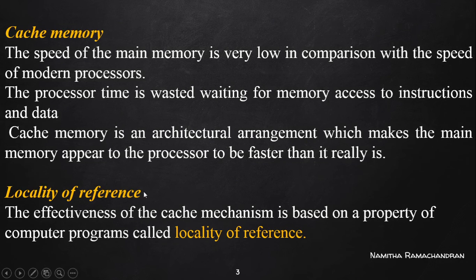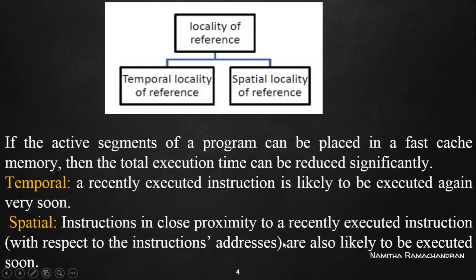The working principle of our cache memory is locality of reference. That means the cache memory is implemented based on the property called locality of reference. The effectiveness of the cache mechanism is based on a property of computer programs called locality of reference. This locality of reference can be considered as temporal locality of reference and spatial locality of reference. These two together are called locality of reference.